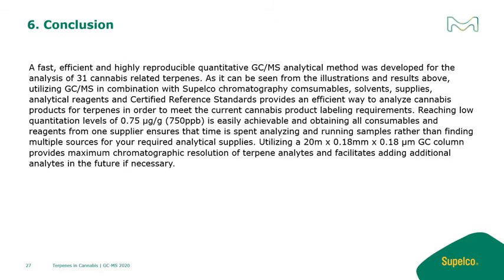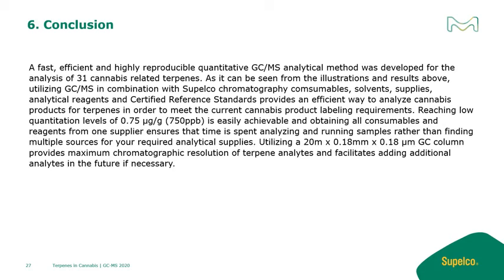In conclusion, a fast, efficient, and highly reproducible quantitative GC-MS analytical method was developed for the analysis of 31 cannabis-related terpenes. As can be seen from the illustrations and results above, utilizing GC-MS in combination with Supelco chromatography consumables, solvents, supplies, analytical reagents, and certified reference standards provides an efficient way to analyze cannabis products for terpenes in order to meet the current cannabis product labeling requirements.